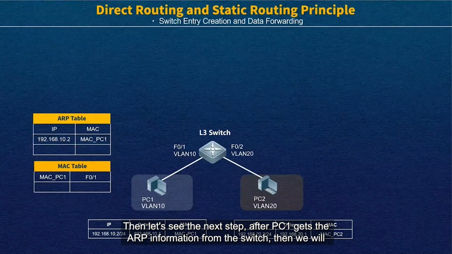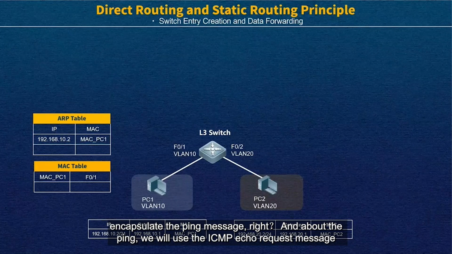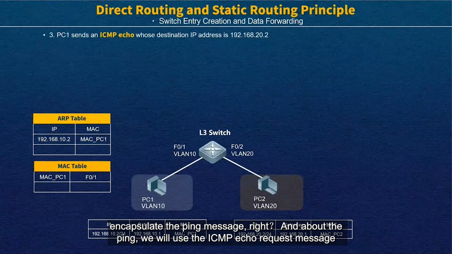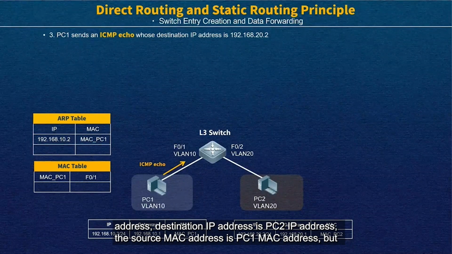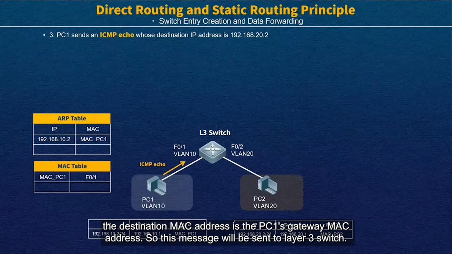After PC1 gets the ARP information from the switch, then we will encapsulate the ping message, right? And about the ping, we will use the ICMP echo request message to test the network connection. So I will send out this echo message. The source IP address is the PC1 IP address. The destination IP address is the PC2 IP address. The source MAC address is the PC1 MAC address, but the destination MAC address is the PC1 gateway MAC address. So this message will be sent to the L3 switch.